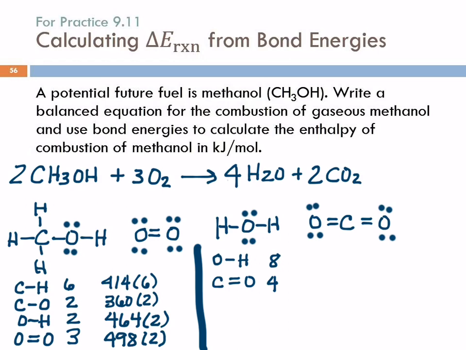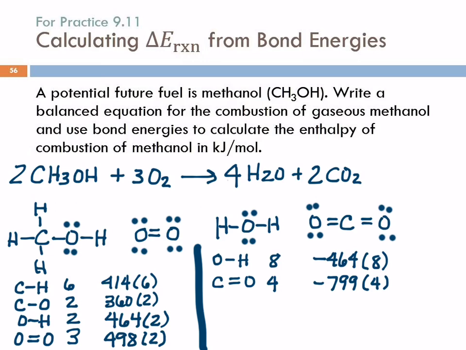The oxygen-hydrogen is minus 464 when we make it, because making a bond has to be opposite in energy from breaking a bond. And there's 8 of them. And that carbon-oxygen double bond is 799. That's a big guy. And there's 4 of those.